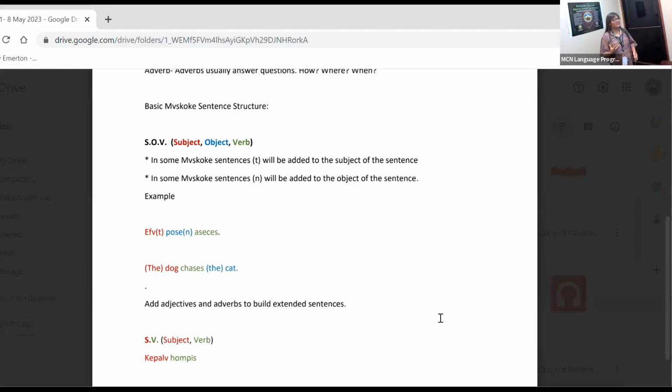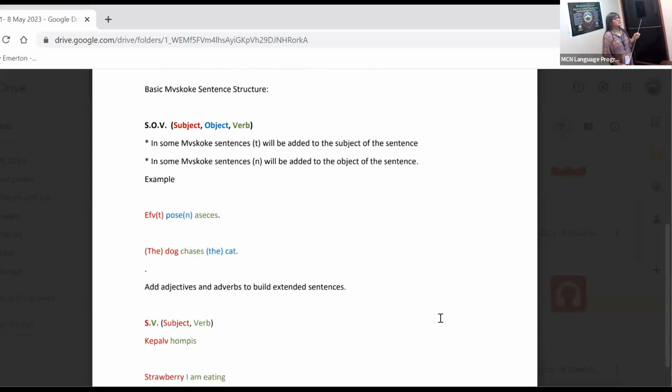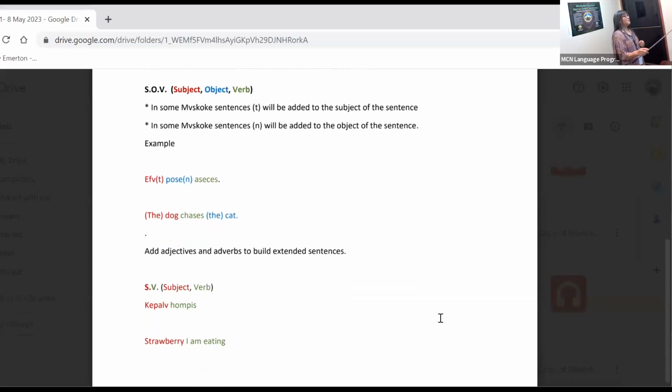So I had learned it a different way. I had learned it that T and the N mean a or an. But like I said, the way I learned at the College of Mvskoke Nation is the T and the N can mean the. So that's how I'm presenting it today. The dog chases the cat. Ivat posen esijas.